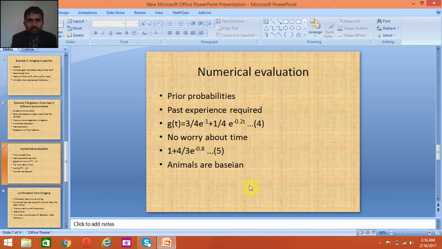Numerical evaluation shows that animals show prior probabilities and past experience are required if we observe some of their activities and the total time required for breakdown of the food patch, that is g of t is equal to 3 over 4 e raised to power minus 1 plus 1 over 4 e raised to power minus 0.2 t. Now, we know that animals have no worry about the time. Let them require the time, that is 1 plus 4 over 3 into e raised to power minus 0.8. This shows that animal behaviors are Bayesian.